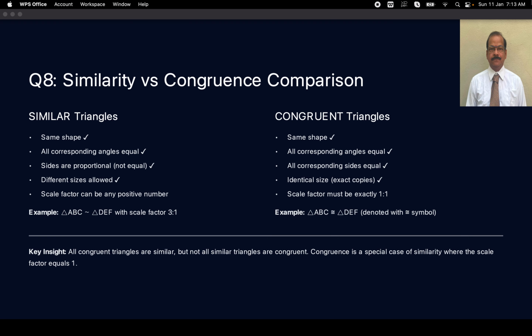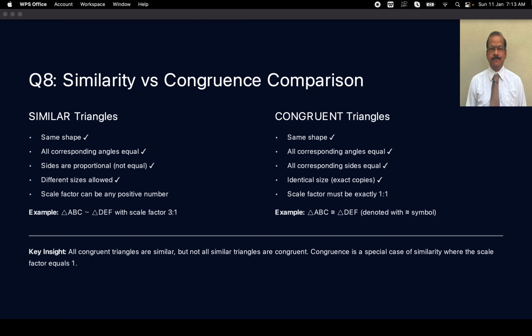Comparison of similar triangles and congruent triangles. Same shape is common in both. All corresponding angles equal is also common. Sides are proportional, not equal, is the similar property. All corresponding sides equal is the congruent property. Here they differ: different sizes are allowed for similar triangles, but identical sizes are a must for congruent.